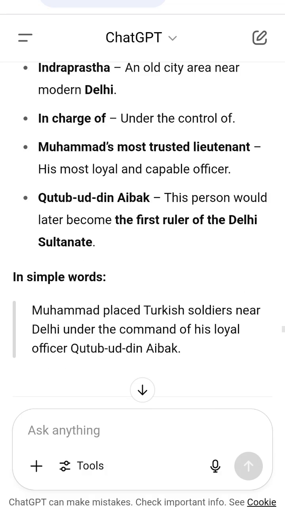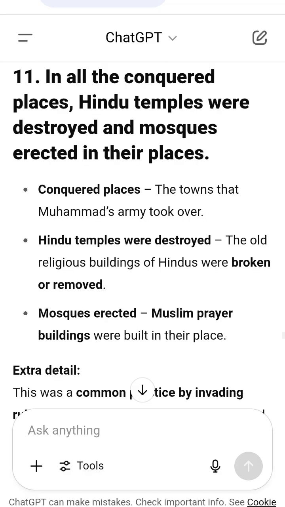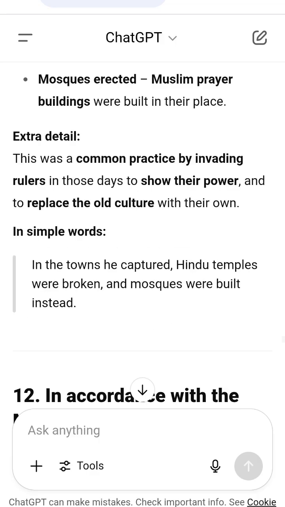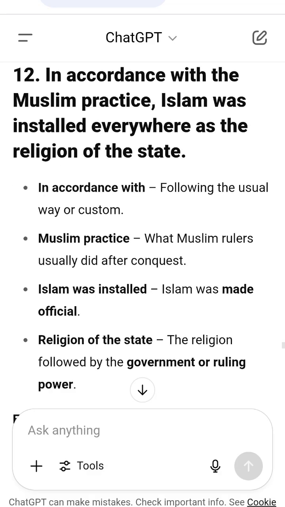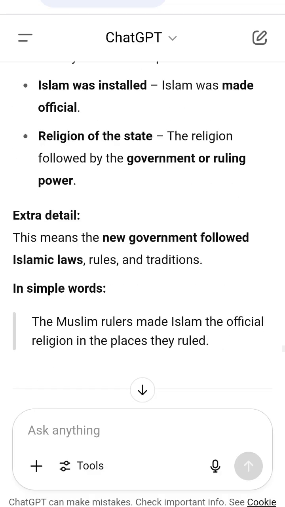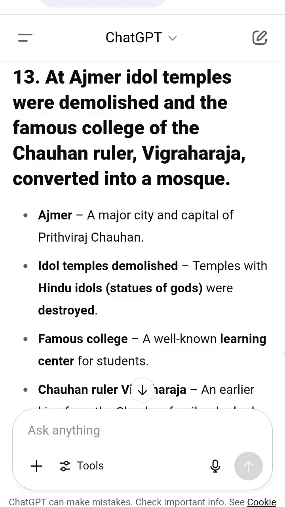5. Military control under Qutb-ud-Din Aibak. To make sure he could still control the region strongly, Muhammad placed his most trusted general, Qutb-ud-Din Aibak, in charge of a Turkish army garrison near Delhi, in a place called Indraprastha. This step was very important because Qutb-ud-Din Aibak would later go on to found the Delhi Sultanate after Muhammad's death, which means this event was the beginning of Muslim rule over Delhi for many centuries.